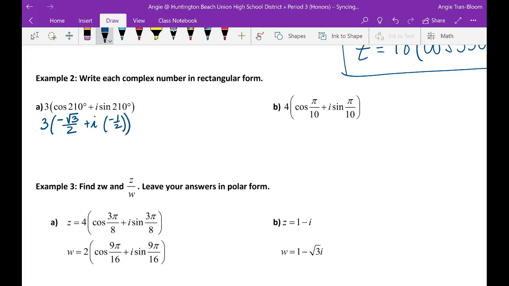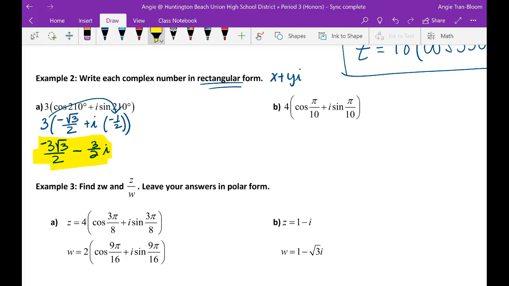What do we do from here? Remember, rectangular form is going to be x plus yi. So from here, we can just distribute, and that's it. When we distribute the 3, it's negative 3 rad 3 all over 2. And I'm going to multiply the 3 to the negative 1/2, so this is going to be a negative 3 all over 2, and I'm going to put the i behind it. And this is the final answer.